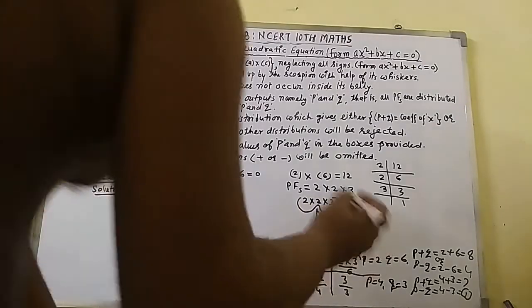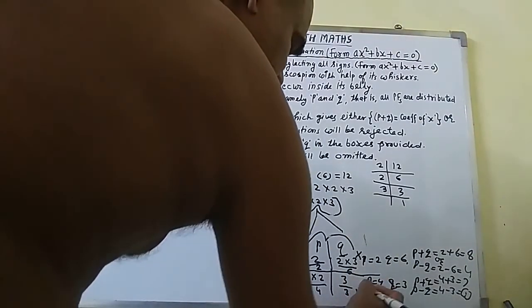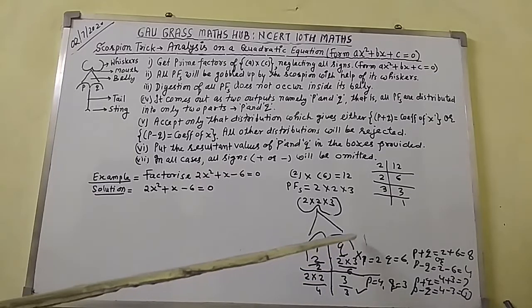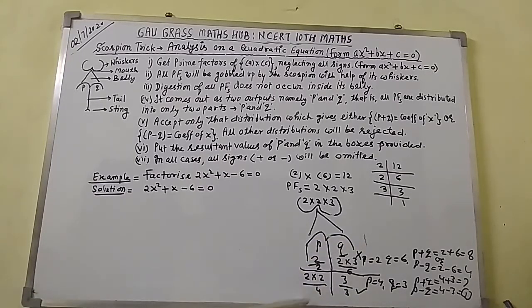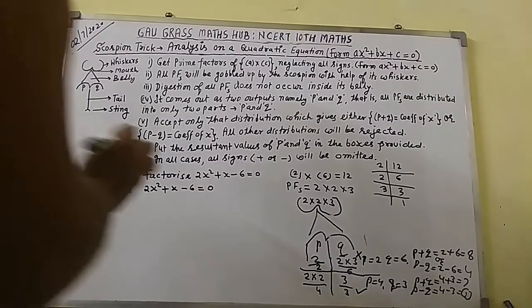Therefore, this distribution will be final. Now come to next. Now here you have got P equal to 4, Q equal to 3. This distribution 2 into 2 and Q equal to 3 are the correct distribution of these PFs. So what to do here? Now come to this point.